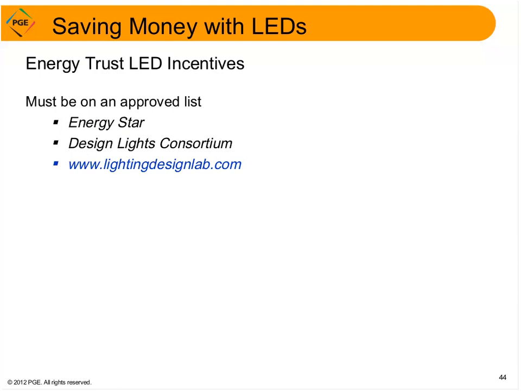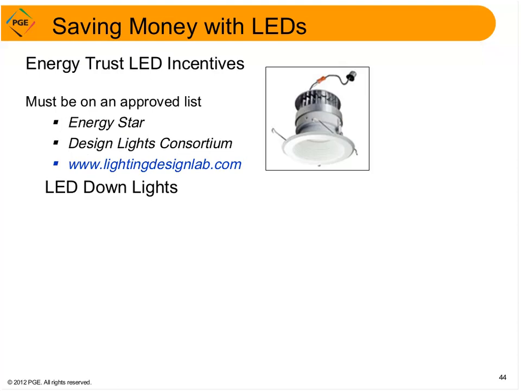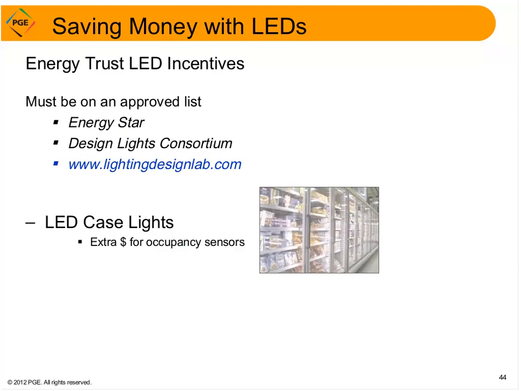To save money with LEDs, there's incentives. Again, make sure it's on an approved list. So we have incentives for LED downlights, $30 for a kit or a new downlight fixture. One thing we didn't talk about is LEDs can be used for case lights. Probably seen these in some of your local grocery stores. There's an Energy Trust incentive for this application.